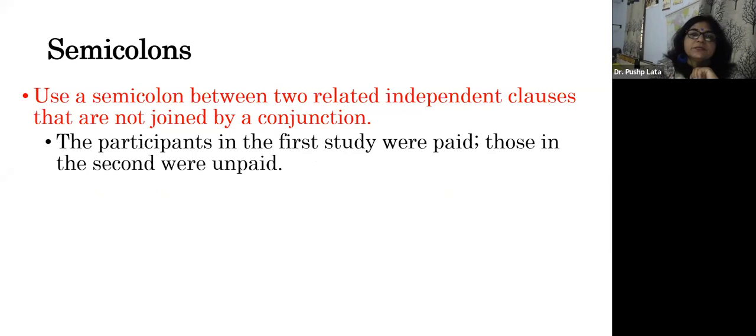The participants in the first study were paid; those in the second were unpaid. So now you see here, you have not said "and those in the second study were not paid." What you have done, you have put a semicolon and you have said those in the second study were unpaid.